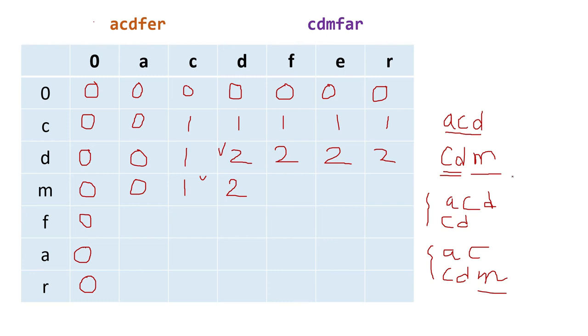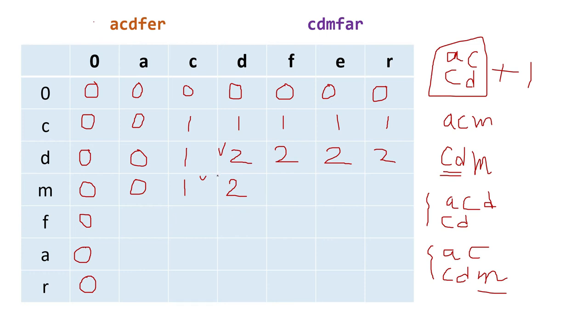If it is a matching, suppose both are M, then it is contributing plus 1 with the previous result. So that time between AC and CD, whatever will be the result, I have to do a plus 1, because this is equal and this can contribute. Where will I get this result? That I will get in this diagonal cell. This is CD and AC, right? So that time if it's a match, then I have to do a plus 1 with this value.